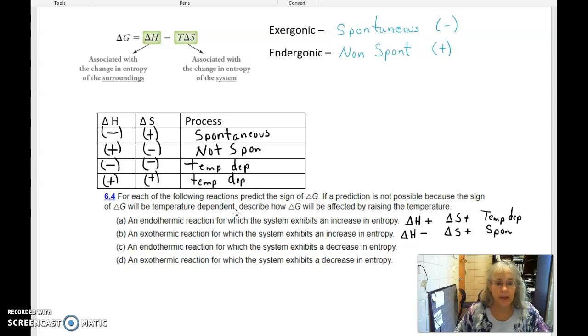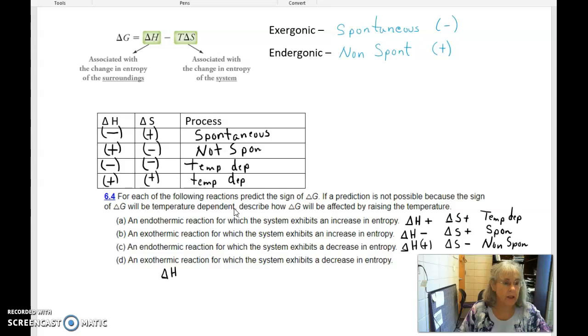An endothermic reaction, that's delta H, is positive, and delta S is a decrease, so it's negative. So here we have a positive term, and this term will also be positive, so we have a non-spontaneous reaction.